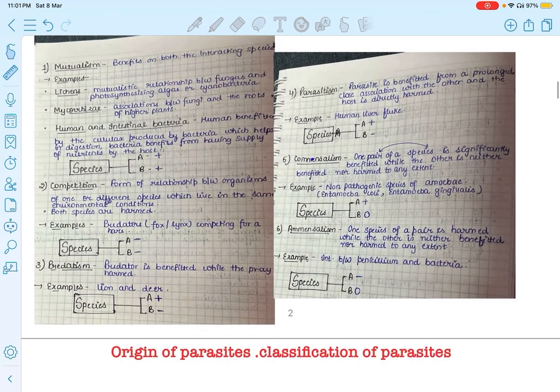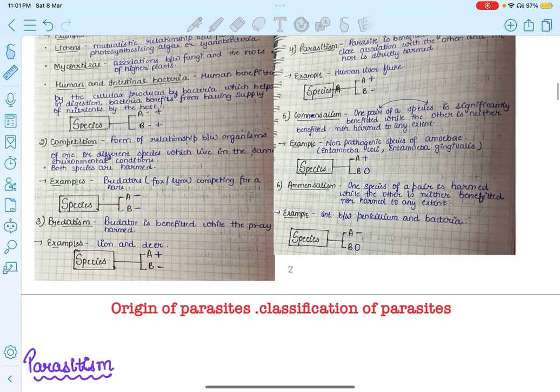Then we have commensalism. Commensalism is where one species of a pair is significantly benefited while the other is neither benefited nor harmed to any extent. It's like some sort of friendship where one friend does not mind anything, while the other one is actually taking advantage of that friend in non-good intentional ways. Okay, so in commensalism, we can see, for example, non-pathogenic species of amoeba, Entamoeba coli, Entamoeba gingivalis. So the one species who is getting benefited gets the plus, while the other is neither getting harm nor getting benefit, staying the same.